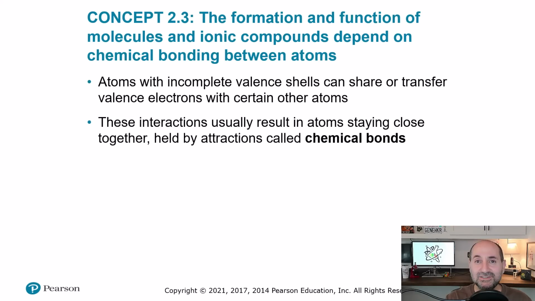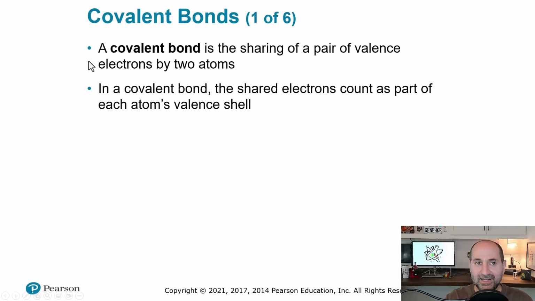Now, as I mentioned at the board, atoms with incomplete valence shells can share or transfer valence electrons with certain other atoms. When this happens, these interactions usually result in atoms staying close together, held together by attractions called chemical bonds. And the type of chemical bond we just covered on the board is a covalent bond, where there's sharing of a pair of valence electrons by 2 atoms.